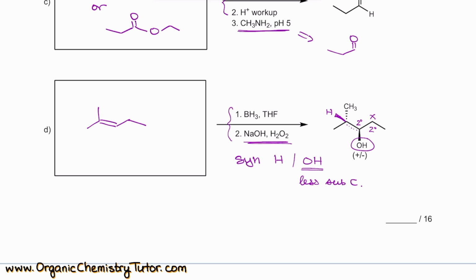If we had an alkene in the other position over here, we wouldn't have such regioselectivity, simply because we have two secondary positions, while in the other case, the one on the left, we have a tertiary position, so our OH is going to definitely end up on the less substituted carbon this way.